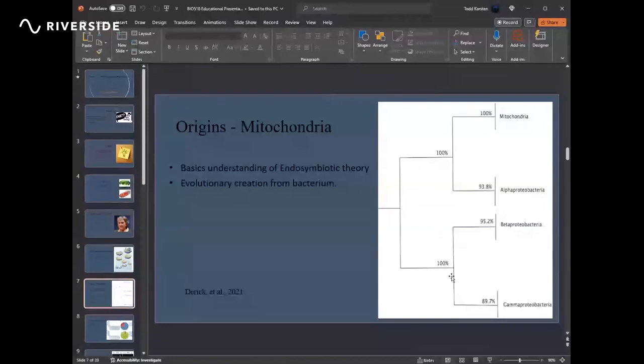Looking at the bottom, you see the gamma proteobacteria, 89%. Moving up, the beta proteobacteria, 95.2%. Continuing moving up, you see the alpha proteobacteria at 93.8%. And then finally, you see all of those have merged over time, 100% mitochondria.